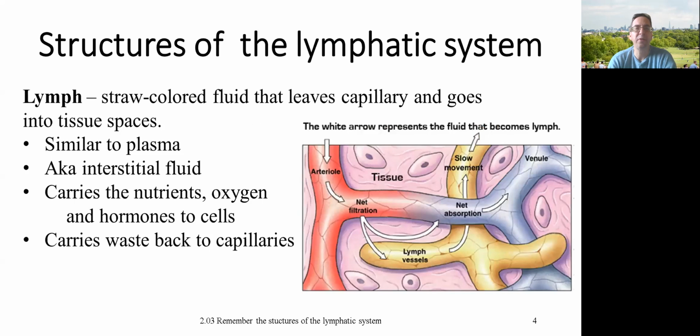The structure of the lymphatic system: lymph is a bit like plasma. It's a straw-colored fluid that leaves the capillary and goes into tissue spaces. The capillaries are the very small vessels that transport cells throughout the body. Lymph is very similar to it, also called interstitial fluid, and it carries the nutrients, that is the proteins, oxygen, and hormones to the cells, and then carries waste back to the capillaries. We can see here the white arrow represents the fluid that becomes lymph, going into the lymph vessels and then around.